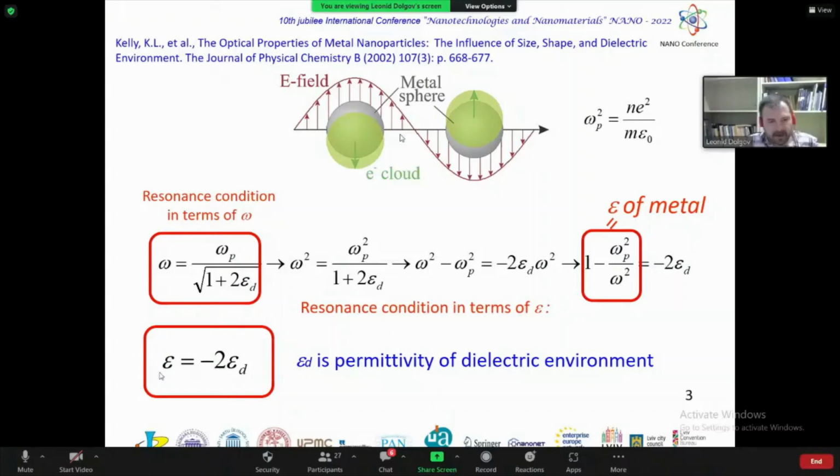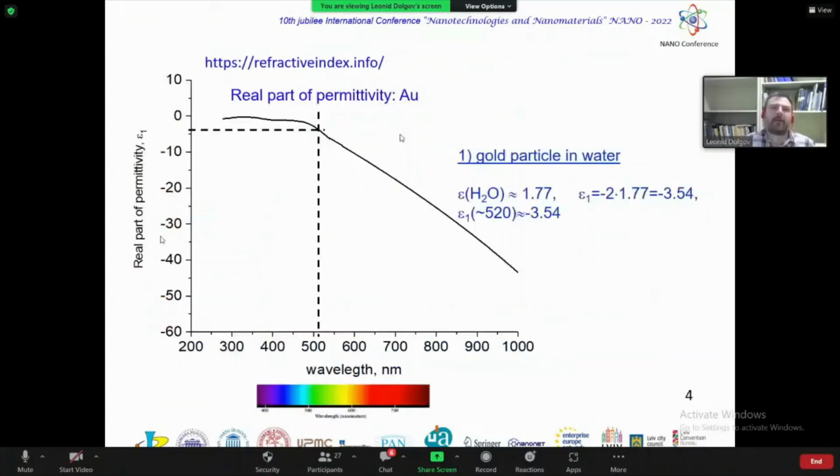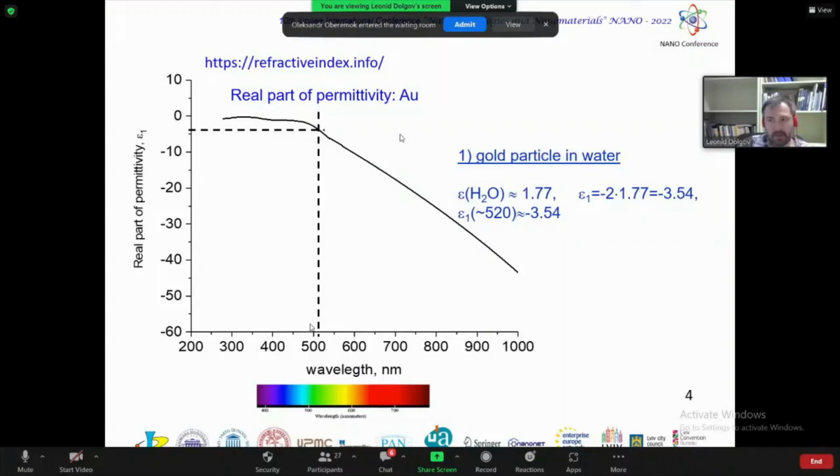And why I like this second relation in terms of permittivities more is because it allows us to make a very quick judgment about the plasmon wavelengths for a nanoparticle consisting of any metal. Basically, we can go, for example, to a refractive index database, and in case of gold we can just estimate. These data are tabulated on the internet, so you can just take epsilon of the environment, make it twice higher by modulus and negative, and see at which wavelengths you will see the resonance.